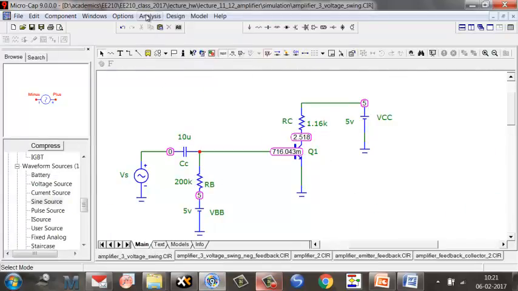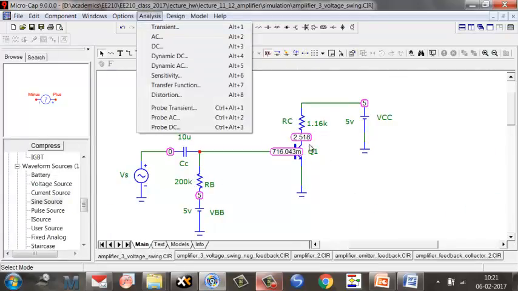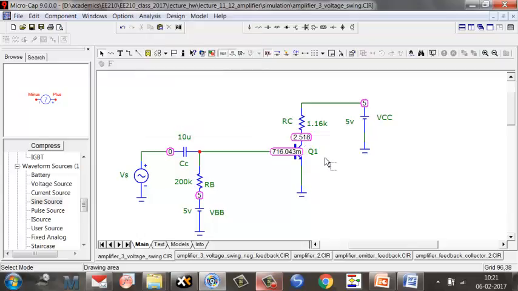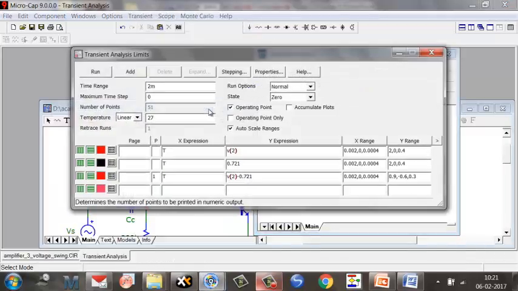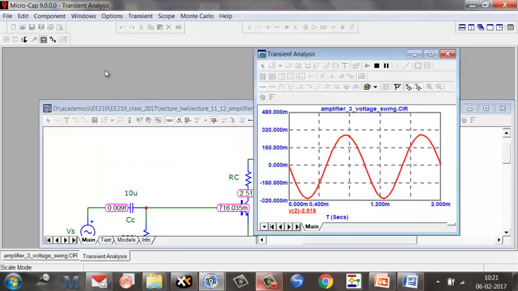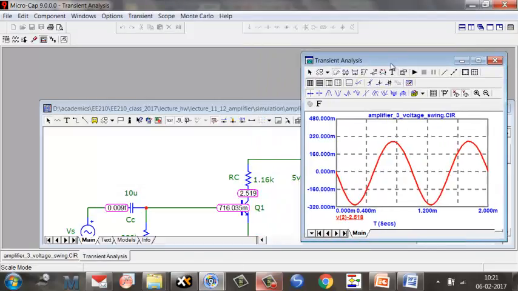Let's look at the transient analysis. By the way, this is 2.518, so we'll have to subtract 2.518 from the value to get the swing here. Okay, so let's run the transient analysis. Now I should subtract 2.518 to get the actual output voltage here. Okay, so let's run it.